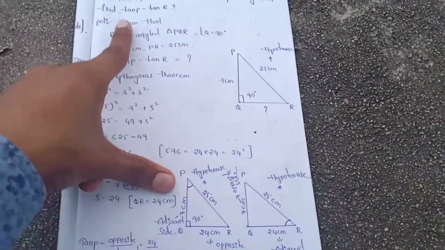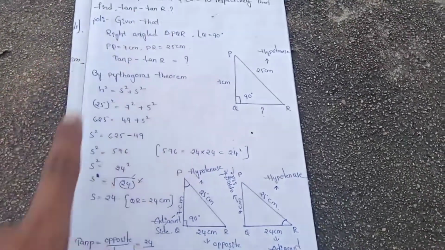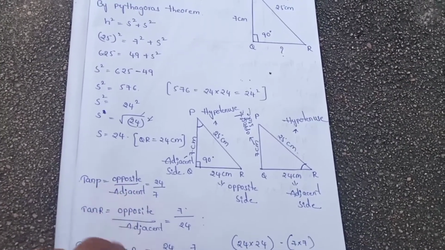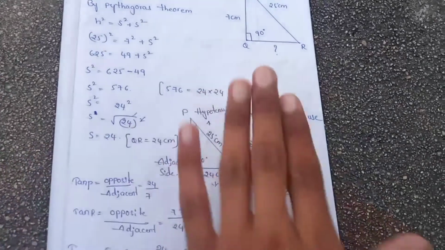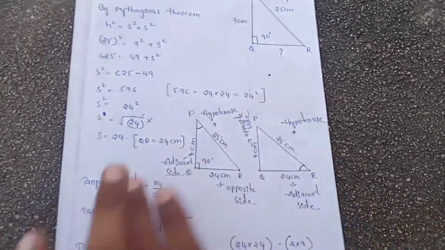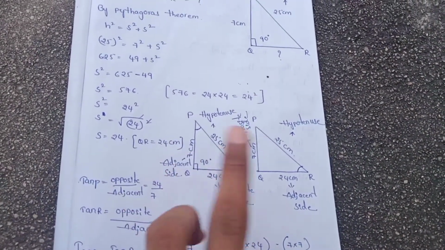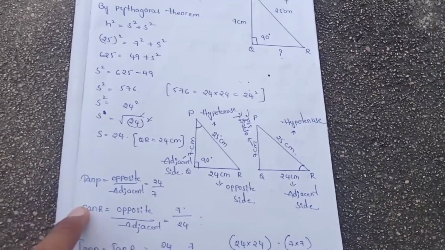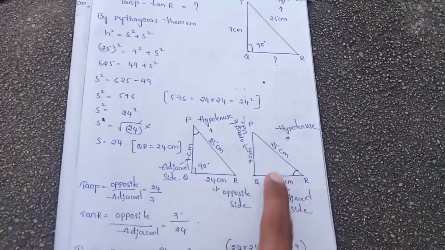Now what do we have to find out first? We have to find the tan P and tan R values and do the subtraction. What is the formula for tan P? Opposite by adjacent side. What is the angle given here? Angle P. So we have to look at this triangle only and forget the other triangle. Opposite means 24 centimeter, adjacent means 7 centimeter. Centimeter gets cancelled. What is remaining here? 24 by 7.